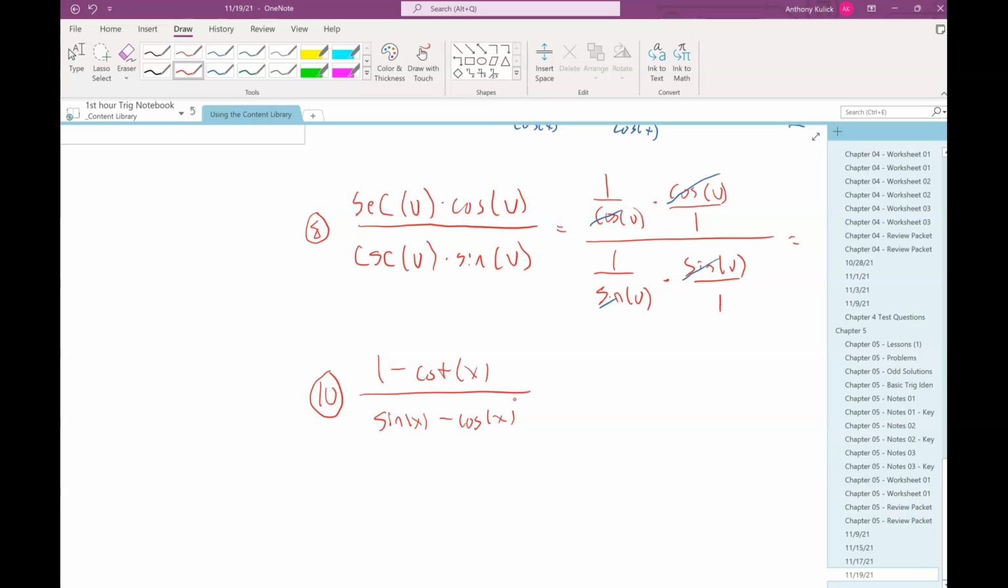So nothing algebraic to do, right? There's no like terms, there's nothing to reduce. It's all one fraction already. So I'm just going to start by rewriting cotangent in terms of sine and cosine. So cotangent is cosine over sine.